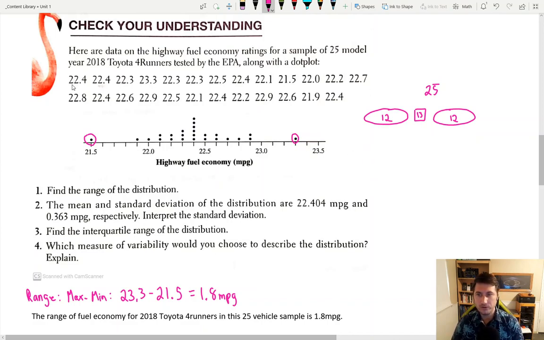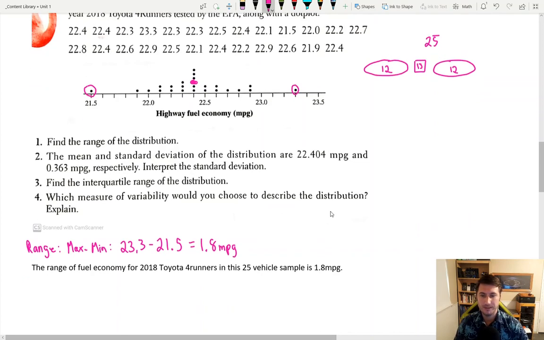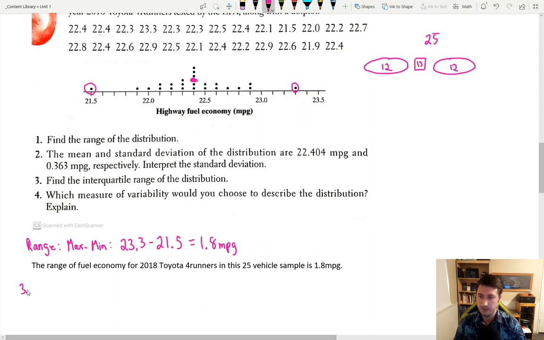Now, I could order these numbers from least to greatest and write out all the numbers and then find the 13th. But I can also do that from the dot plot fairly easily. So I'm going to count to the 13th dot. 1, 2, 3, 4, 5, 6, 7, 8, 9, 10, 11, 12, 13. My 13th dot is right here. That is the median, and so that is 22.4. This is number 3. The median is 22.4. But for the IQR, the interquartile range, I need Q3 minus Q1.